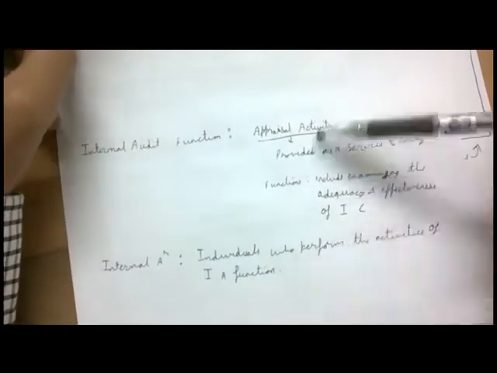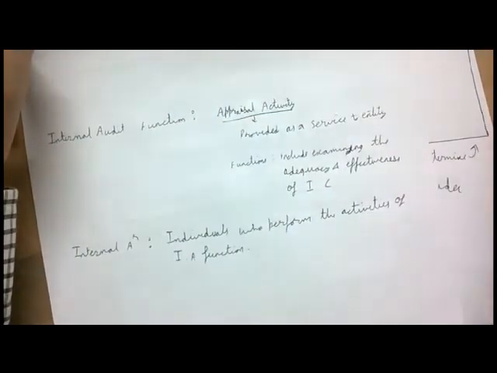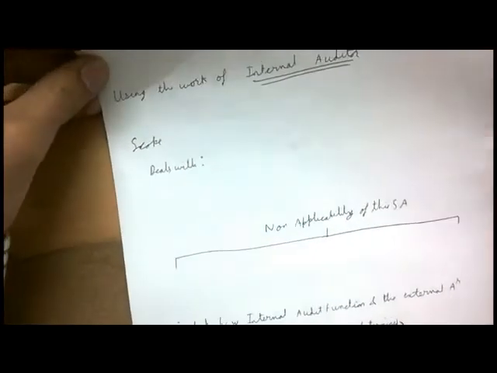So these are just two definitions. You must have an understanding of these two before starting off with this standard. So this was an activity which is provided as a service, and basically what it includes is that you are examining the internal control. You are examining the effectiveness of internal control, whether it is effective or not, whether it is adequate or not. This is all about internal audit function, and the one who performs this is known as an internal auditor. So now, hoping that you have a good understanding of internal audit function and internal auditor, we can start off with this standard.